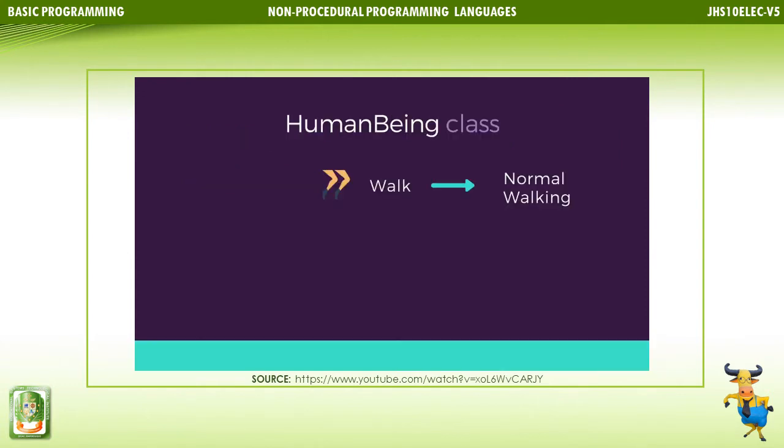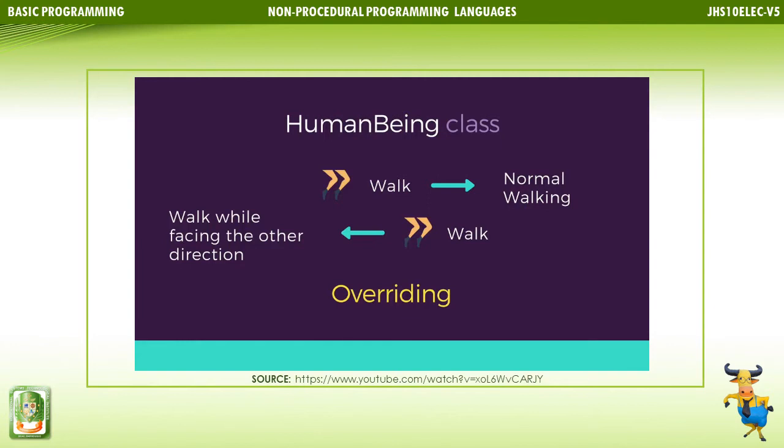If the defined way of walking is that everyone walks in the direction of their face, what if someone asks you to walk and you start walking backwards? Now you're walking, but you're walking differently. This is overriding. When you change the mechanism of a function, it is called overriding.